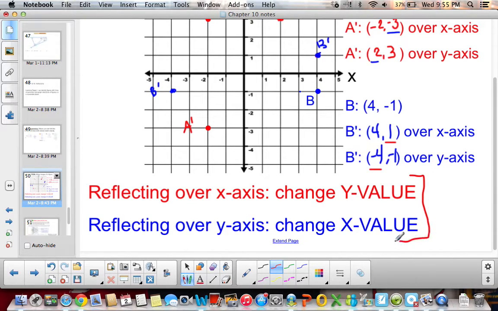Something that you want to write down. You did not need to write this whole graph down, but you should write this down right here.